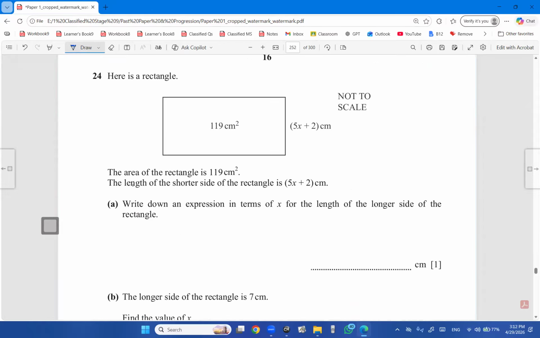Here is a rectangle. The area of the rectangle is 119 centimeters squared. The length of the shorter side is 5x plus 2. Write down an expression in terms of x for the length of the longer side. So the length of the longer side, L, equals area divided by width. We know that area is length times width, but the length only is area divided by width. I know that the area is 119, so the expression for the length is 119 divided by the width, which is 5x plus 2. This is the expression.